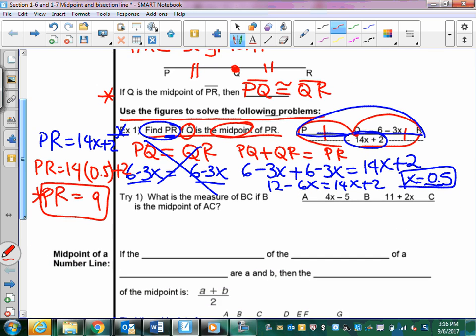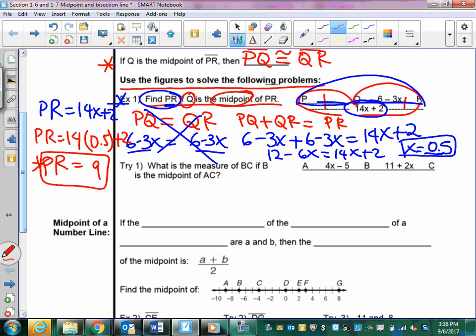Okay, good job. So for Try It Once, this is a little bit different than what we have. I'm just going to at least show you how to set it up. What is the measure of BC? So they're looking for only from here to here. B is the midpoint, again. I know now this segment AB is going to be equal to this segment. So AB is going to be congruent to BC because B is the midpoint.